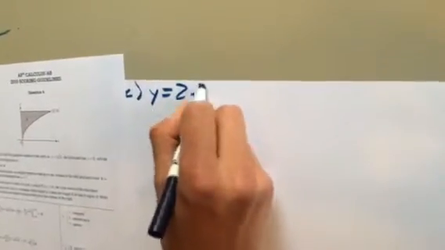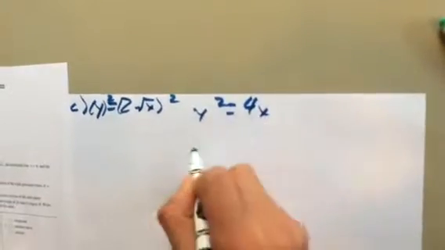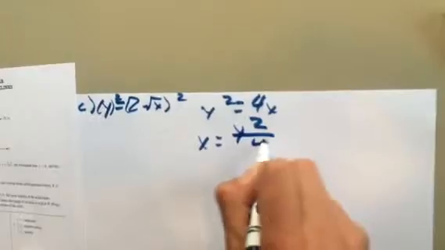So what we have to do is this: it's the same region, but instead of looking at it this way, we're looking at it like this. So it's just one function in terms of y. To do that, we're going to square both sides here. Y squared equals 4x. So x equals y squared over 4.